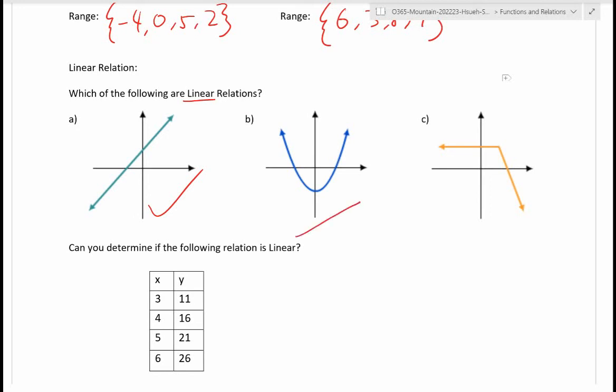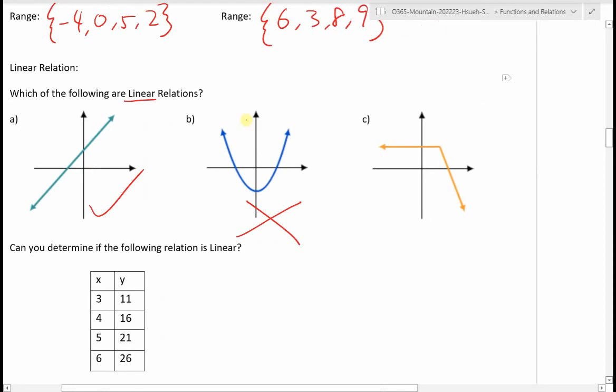Okay, part B is not a linear relation because it's not a line, it's a curve. Now part C is a bit tricky because it actually has two lines, right? It's not one single line that just goes up or down. This one turns at a point. It goes this way, horizontal, and then at this point it goes downwards. So this is actually a linear relation, and we call this the piecewise.